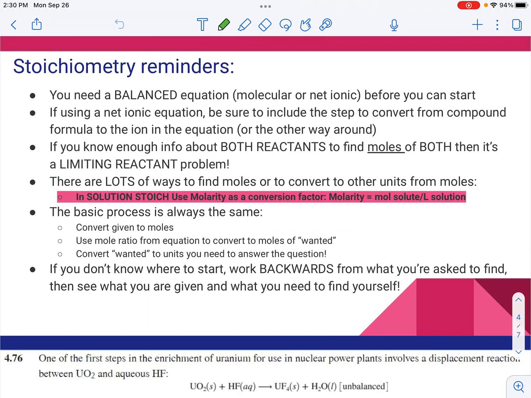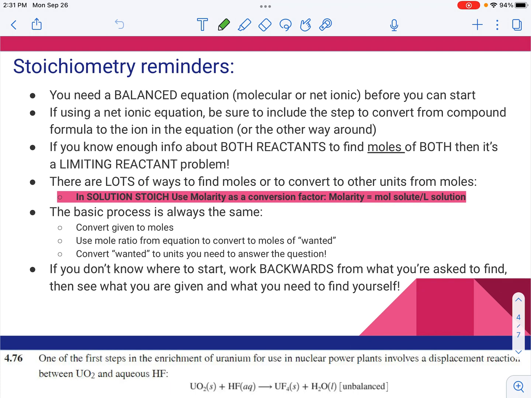So a few things that you need to remember from stoichiometry is that you always have to have a balanced equation. Either a molecular or a net ionic equation will work. When we're doing solutions, often we use net ionic equations because most of our solution reactions have net ionic equations that are different from the molecular equations. Make sure that if you're using a net ionic equation, you're remembering to find the concentration of the ion or the moles of the ion in solution, not using the whole compound. So you have to be really careful with that.